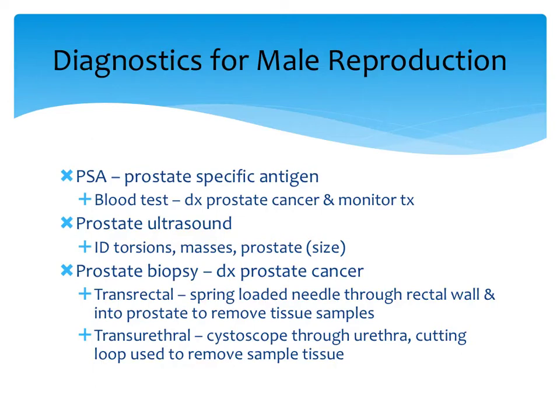You can also do an ultrasound of the prostate, where we're trying to look for the actual prostate size. We're looking at masses or torsions. You can also do a biopsy, and when we're doing a biopsy of the prostate, we're trying to diagnose cancer. They can do a transrectal biopsy or transurethral.